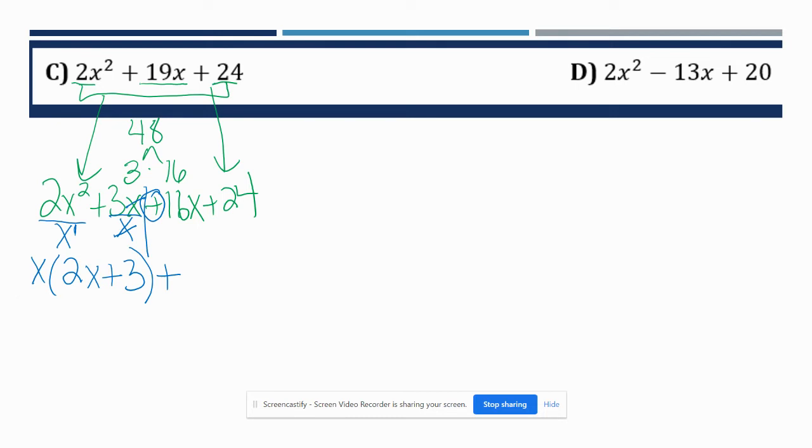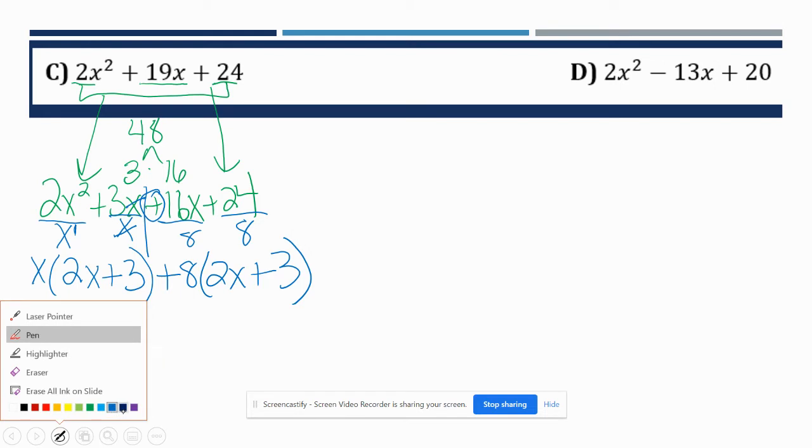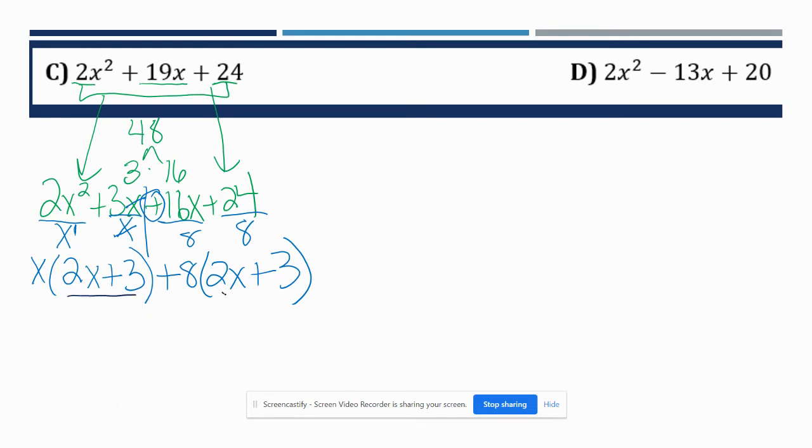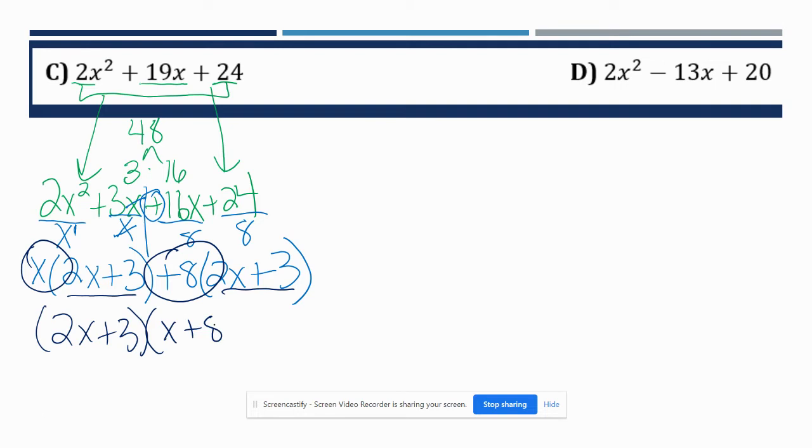Common factor between 16x and 24 is 8. 16 divided by 8 is 2x, plus 24 divided by 8 is 3. 2x plus 3 is our common term. And our other factor that we pulled out is x plus 8. And this is factored form.